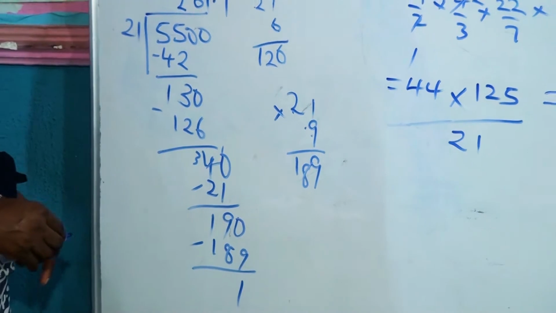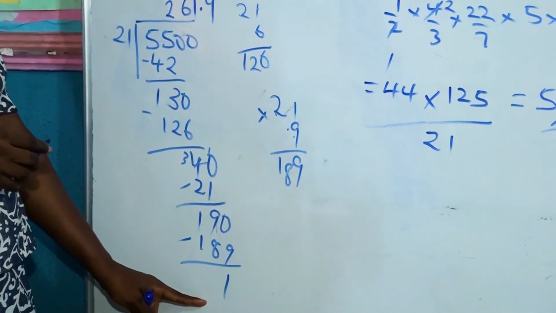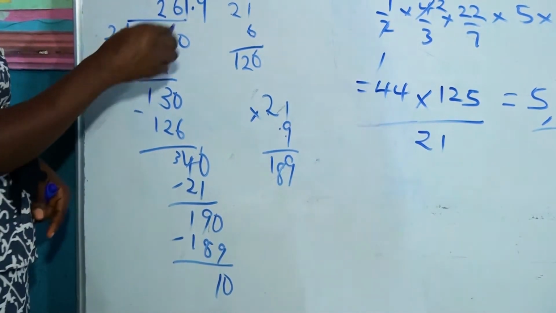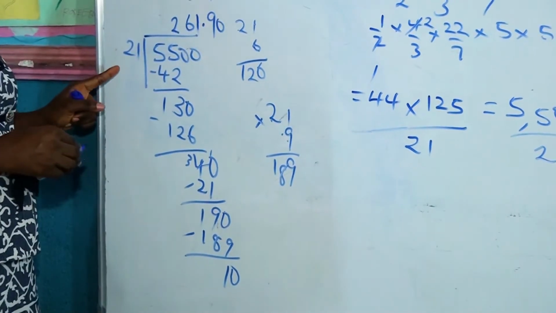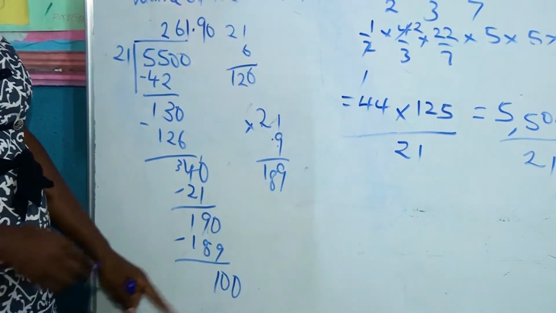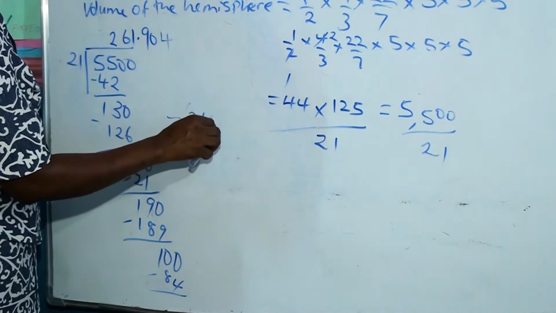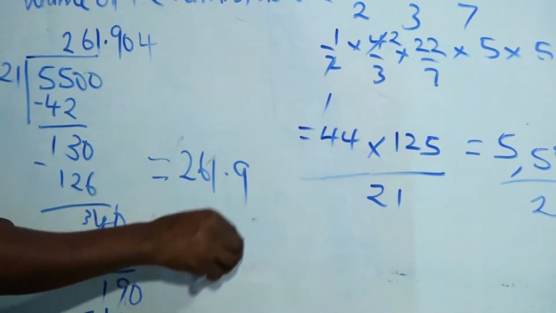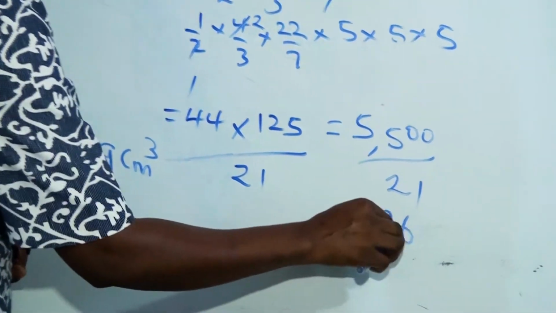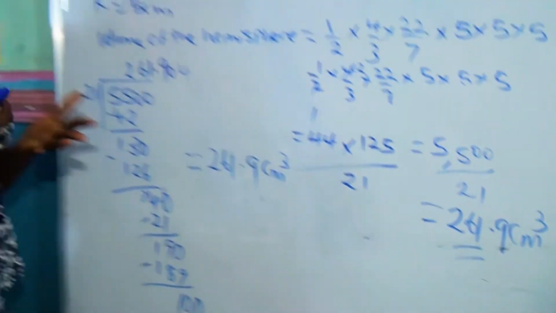How many 21 can I find in 1? None. Add 0. How many 21 can I find in 10? None. So this 0. I add another 0 here. How many 21 can I find in 100? 4. Let's approximate this to 261.9 centimeter cube. So our answer here becomes 261.9 centimeter cube. So that's our answer. I hope that is clear.